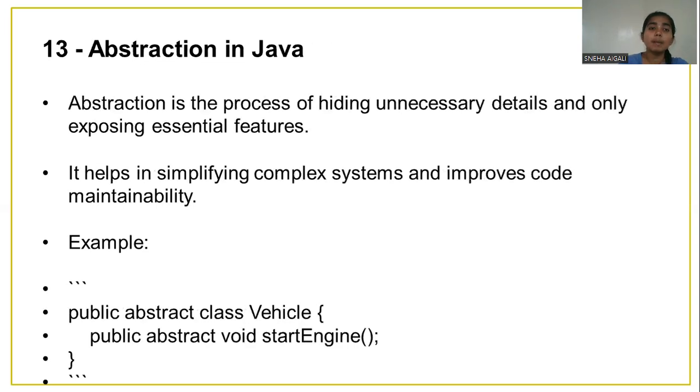The next is abstraction in Java. Abstraction is a process of hiding unnecessary details and only exposing the essential features to the user. Abstraction helps in simplifying complex systems and improves code maintainability. For example, we have a public abstract class Vehicle in which the void startEngine method is used.